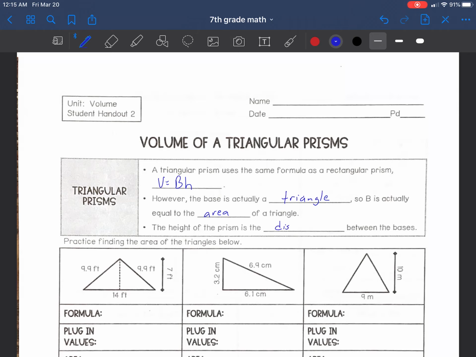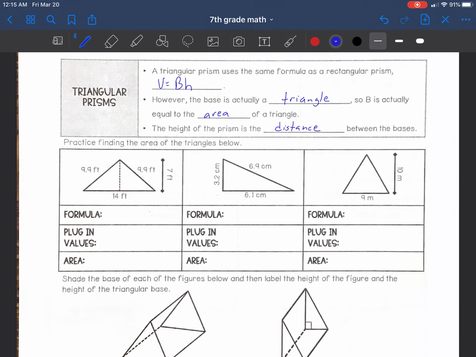The distance between the bases. Let's practice finding the area of the triangles below.